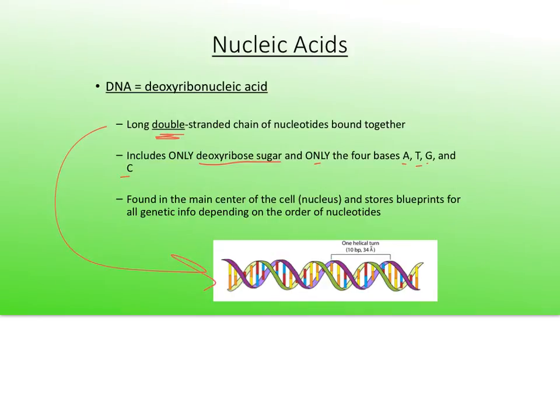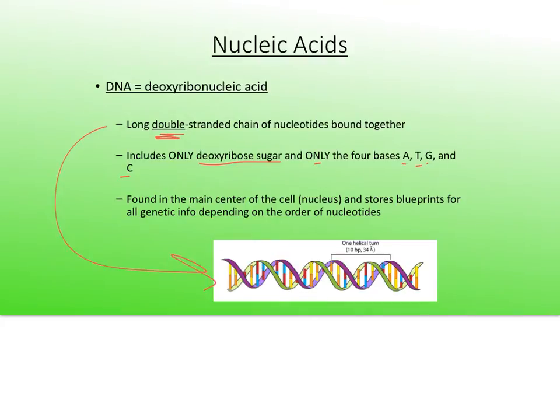All right, now the DNA is found in the main center of the cell, which in our cells is our nucleus, but in bacteria it's just kind of in the general central area. And this is the storage form of the blueprints for all your genetic info. So again, the way to build a protein is coded in your DNA.